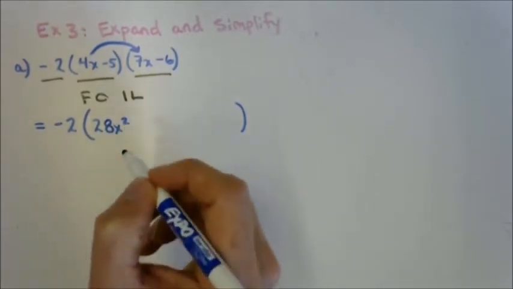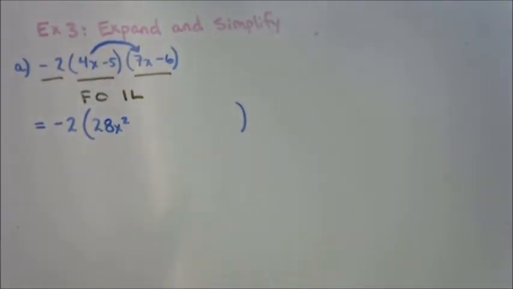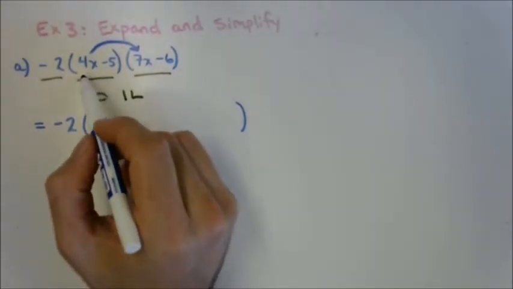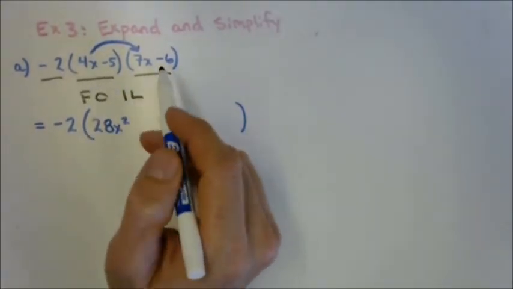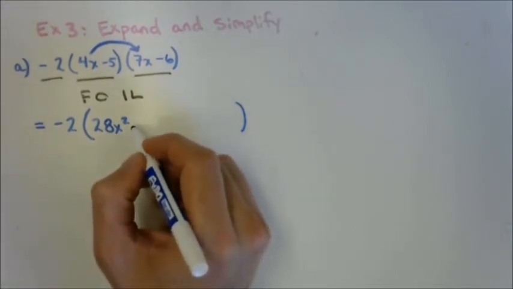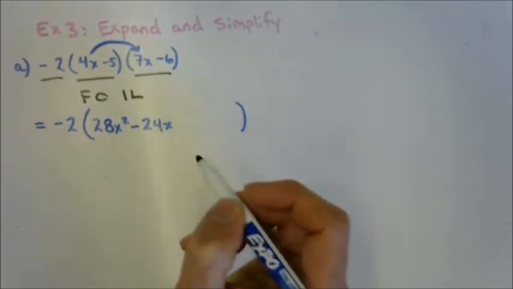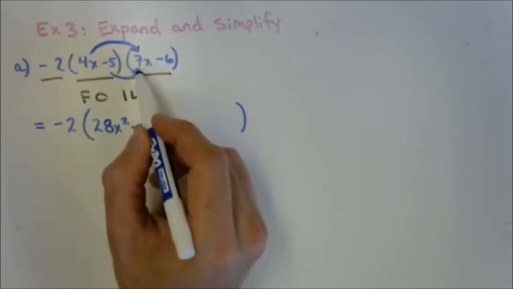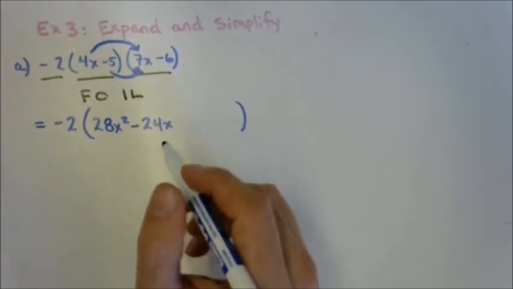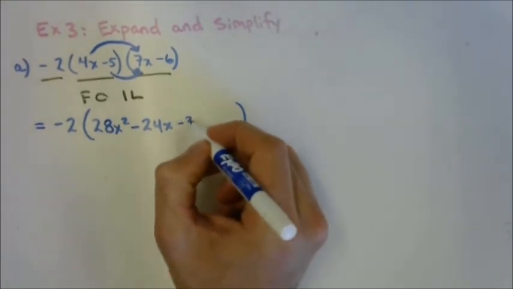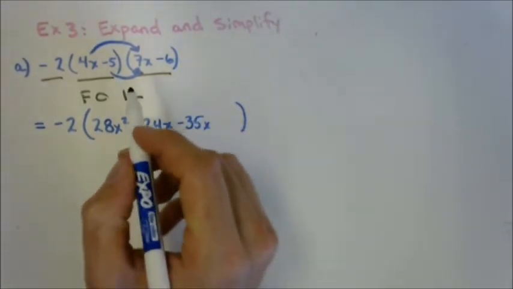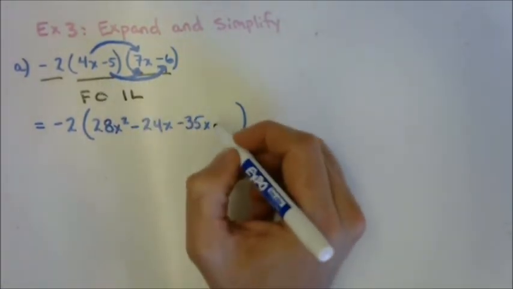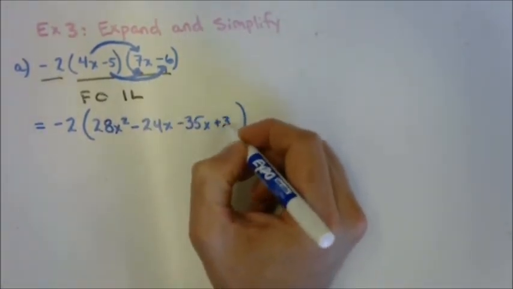28x squared. If you call out an answer, then don't call out an answer on the next one, so that somebody new has to call out every single time. Outside times outside is 4x times -6, -24x. Inside times inside, that's -5 times 7x, -35x. And then last times last is -5 times -6, +30.